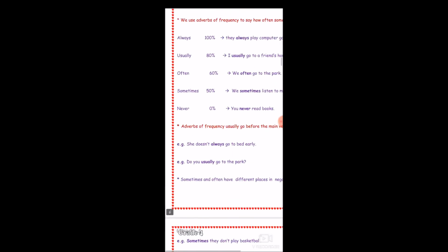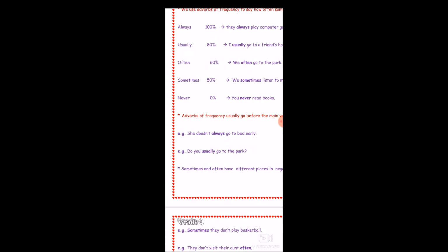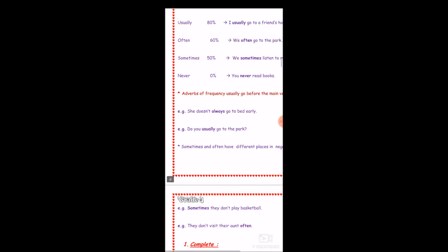We use the adverb of frequency after don't and doesn't. For example, she doesn't always go to bed. Do you usually go to the park?